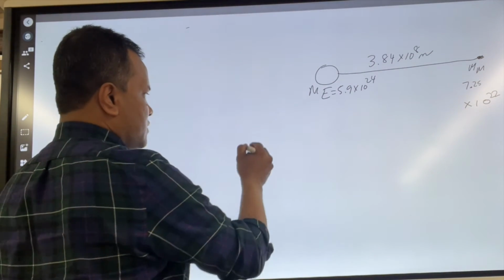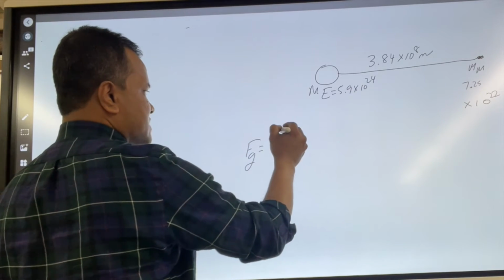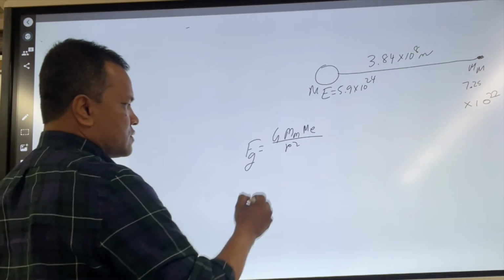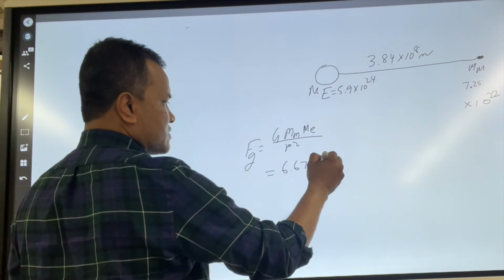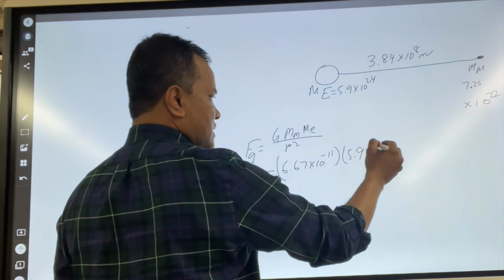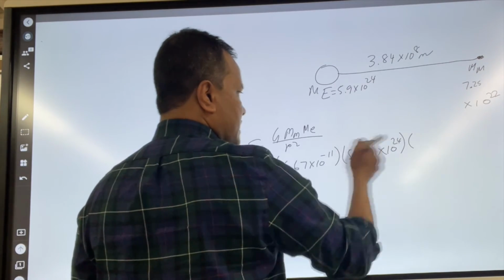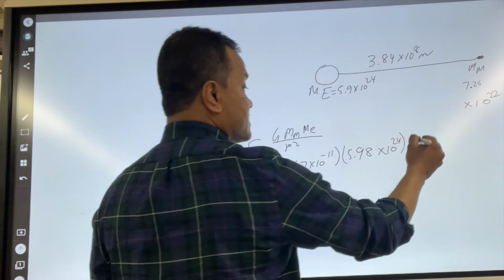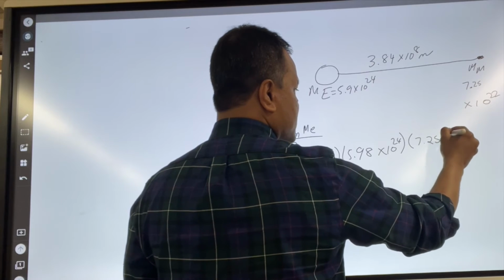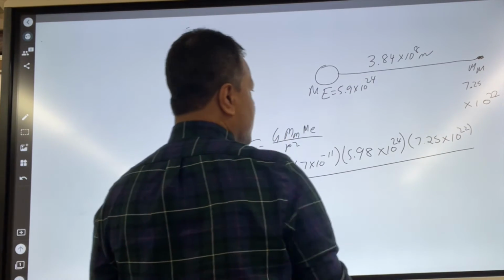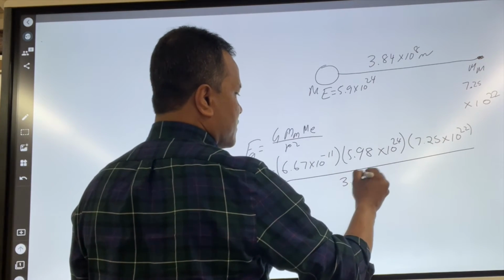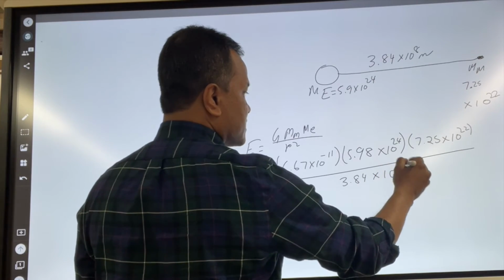Okay, all right. So Newton's universal law of gravity tells us F equals G m moon m earth over distance squared. G is 6.67 times 10 raised to -11. M is 5.98 times 10 raised to 24, and the mass of the moon is 7.25 times 10 raised to 22. Everything divided by R, and R is the distance, 3.84 times 10 raised to 8, squared.